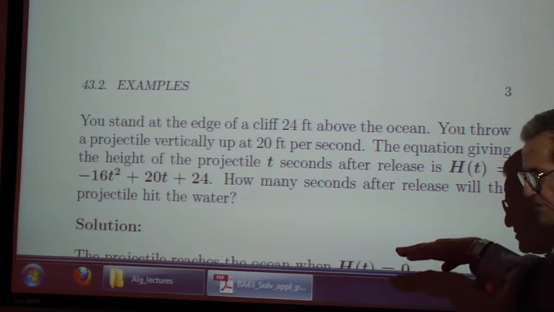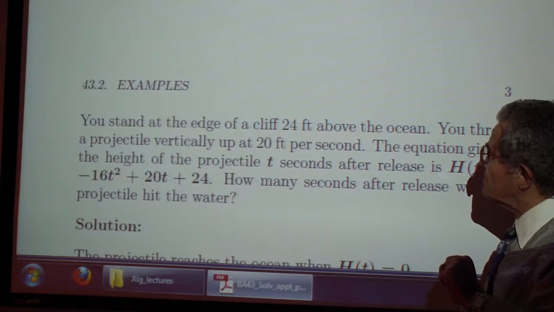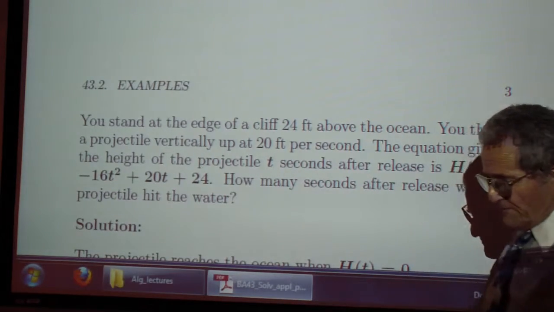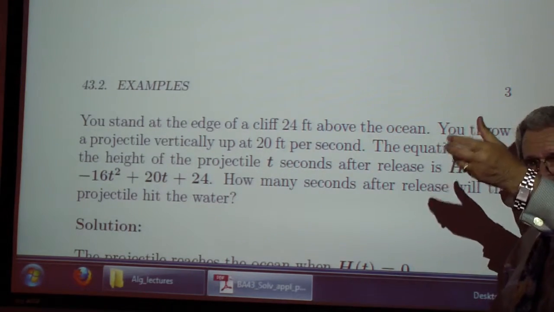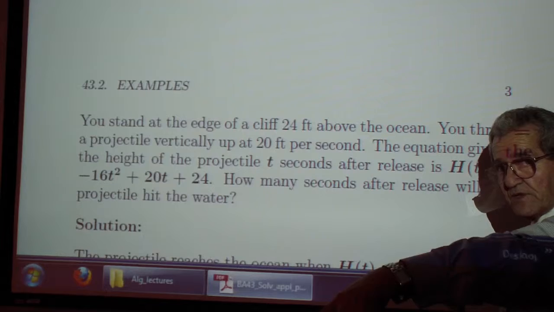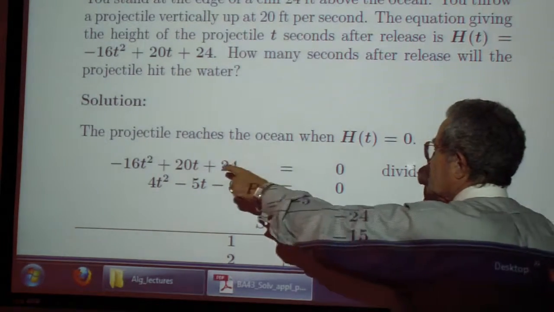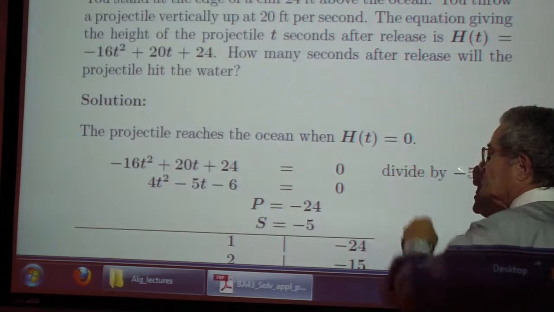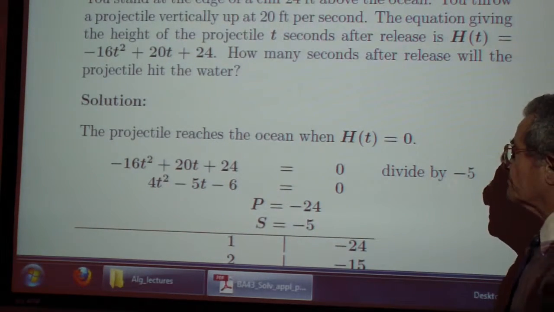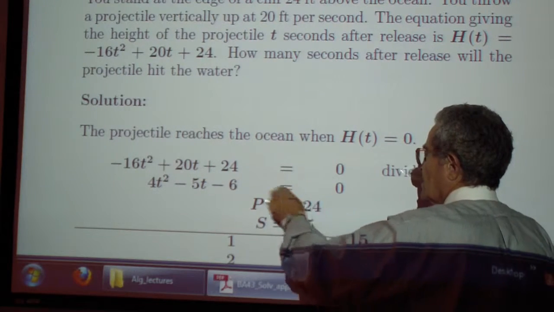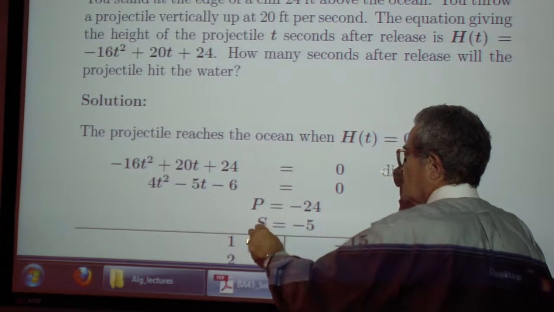Okay, you are 24 feet above the ocean. You throw a stone up, and it hits the ocean. When? The projectile reaches the ocean when h of t is 0. You solve this equation. You have the 24 here.